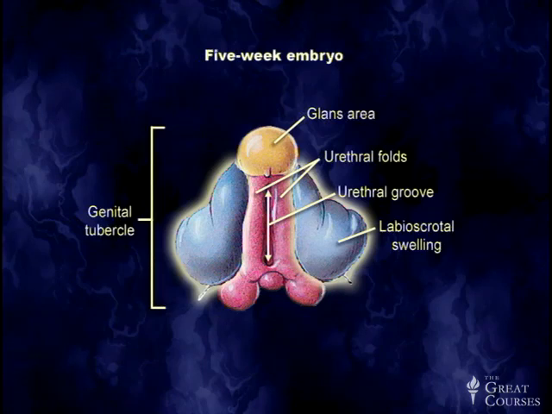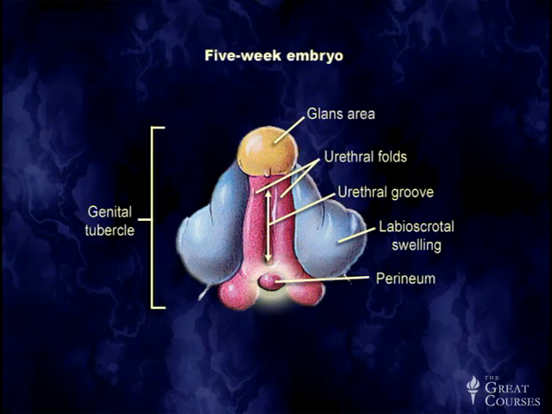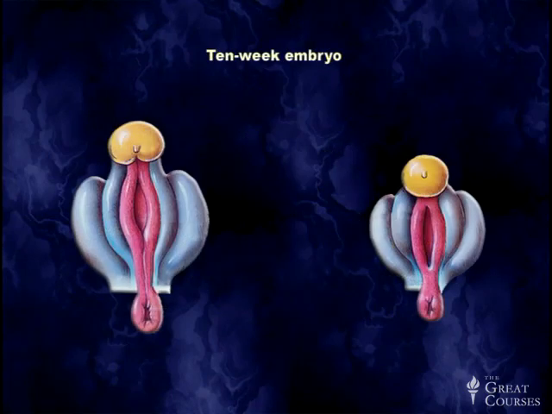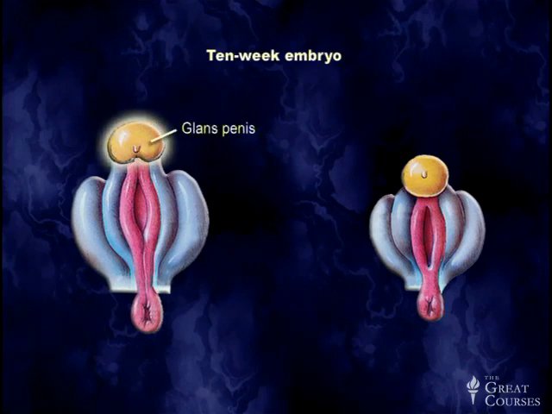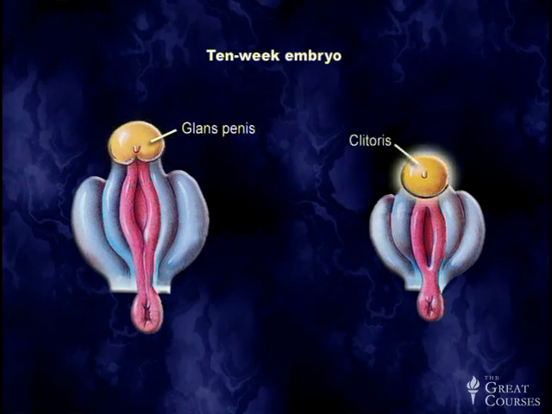The very bottom here is what's going to become the perineum, which is the space between the anus and the base of the sexual organs, and the anus will form back here. We're looking almost straight on and a little bit upward. If we move on to the 10-week embryo, we start to see some differentiation taking place. This area is going to become the glans penis, or the head of the penis, while the exact same analog in the female will eventually become the clitoris.